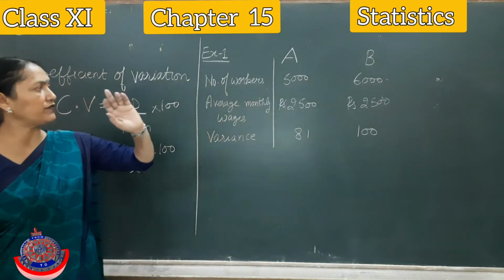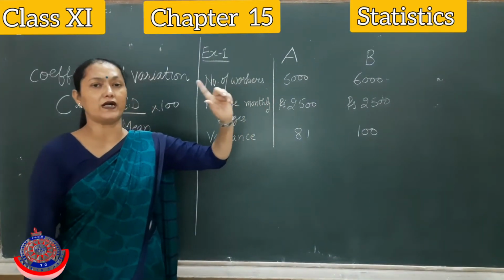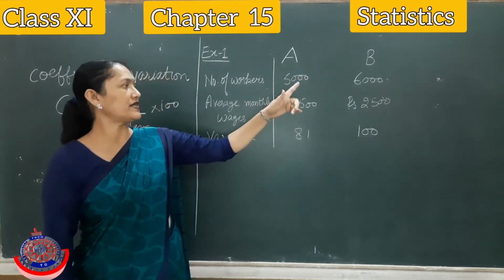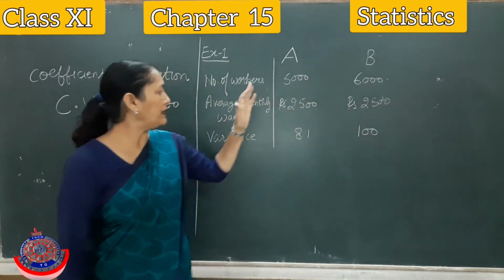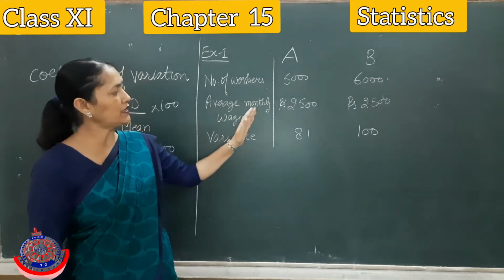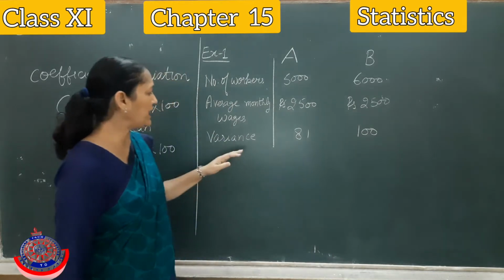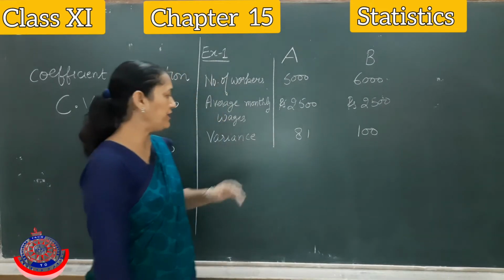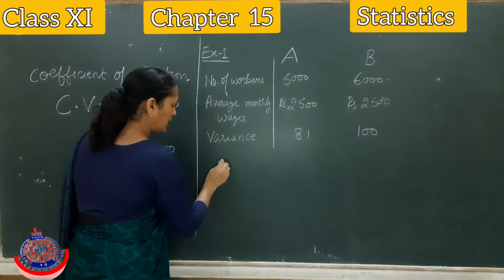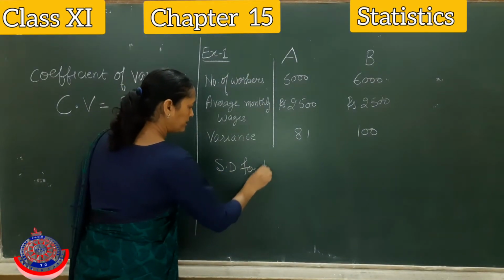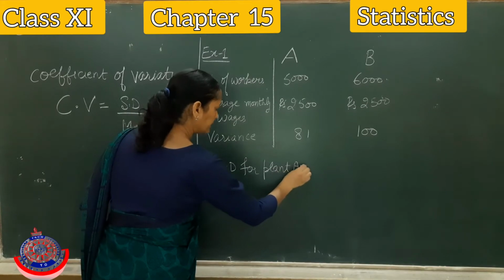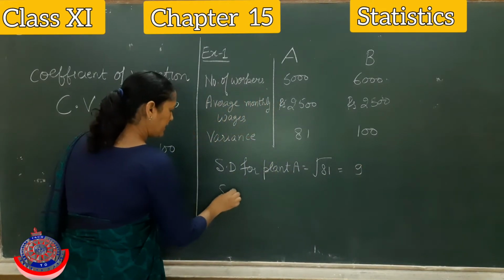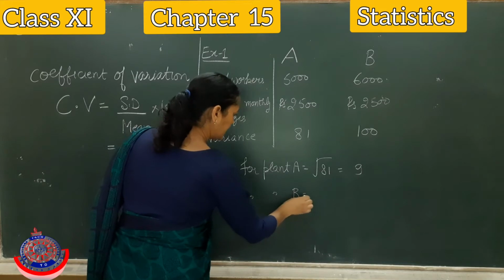In this example, there are two plants A and B, two factories. The number of workers in the first factory is 5,000 and in the second factory 6,000. The average monthly salary they are getting is the same, meaning the mean is the same, and variance is given. For the first company it is 81 and for the second one it is 100. Variance means the square of standard deviation. So the standard deviation for plant A will be the square root of 81, that is 9, and the standard deviation for plant B will be 10.